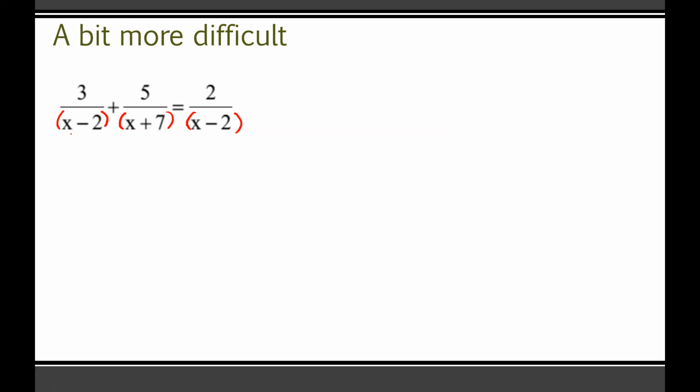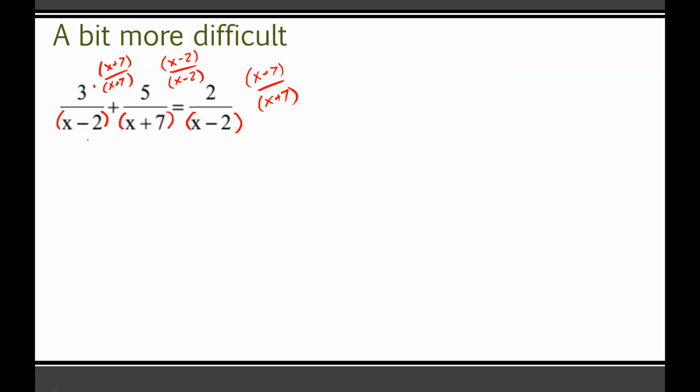Notice right off the bat, we have x minus 2 on the one on the far left and x minus 2 on the one on the far right. But the one here in the middle has x plus 7. So that's the only one here that actually has a different denominator from the others. We want to make sure that everything has the same denominator. So I think the easiest way of doing this is multiplying this one on the far left by x plus 7 on both the top and the bottom. This one in the middle by x minus 2 on both the top and the bottom. And this one on the far right by x plus 7 on both the top and the bottom.